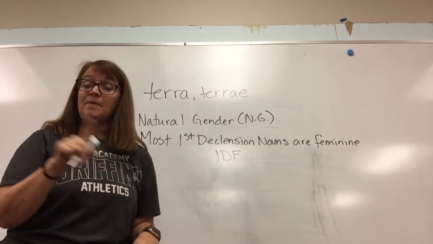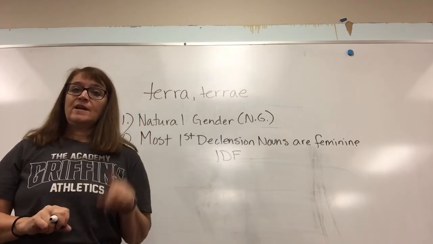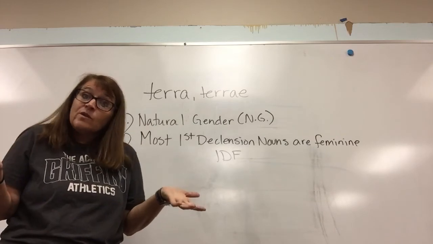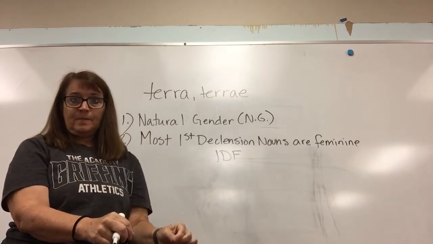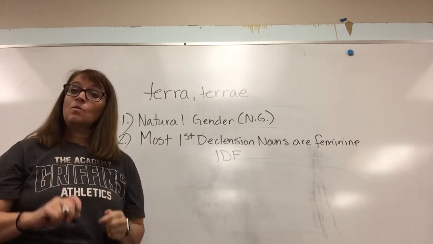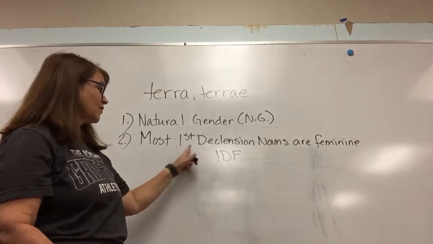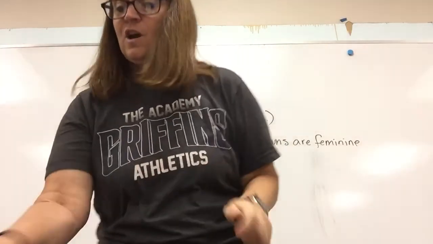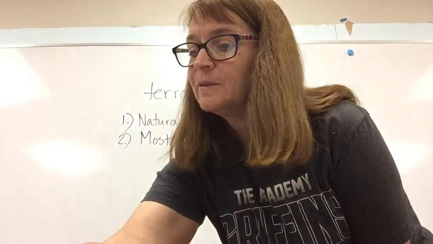And here's an example in lesson number 1. The word for sailor is nauta, nautae. In Roman times, sailors would have been men, so it is actually masculine. But all the other words in lesson 1 are going to be feminine, because most first declension nouns are feminine. So that's an important thing for you to know.